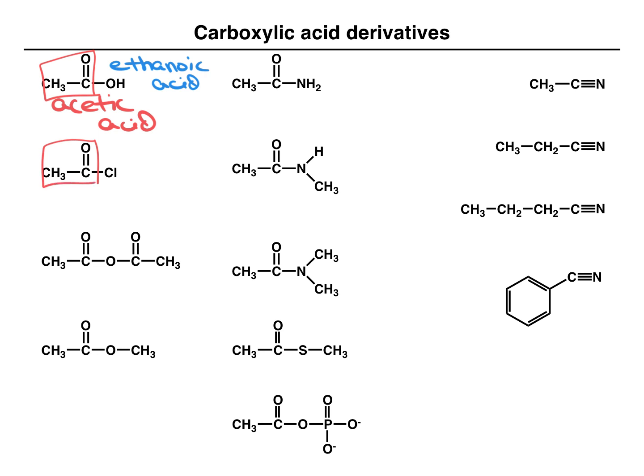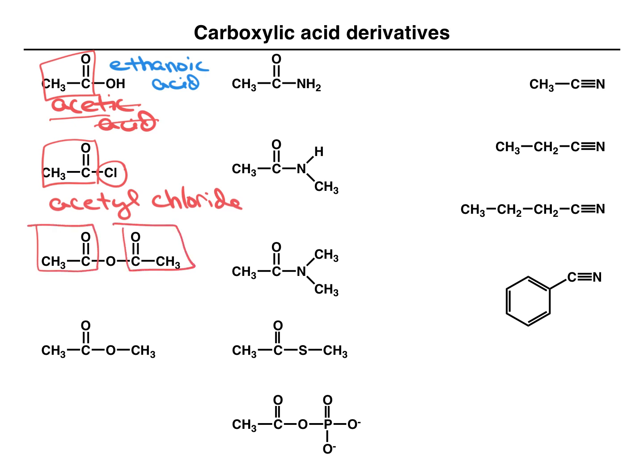This is our acetyl group, and this is connected to a chlorine. So to name an acid chloride, we stick with the acet part, we get rid of the ic acid, and we add yl, and then this is acetyl chloride. This is the acetyl group, and this is the same acetyl group. So this would be called acetic anhydride.